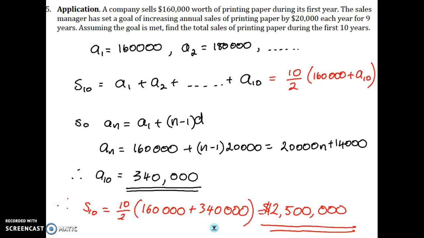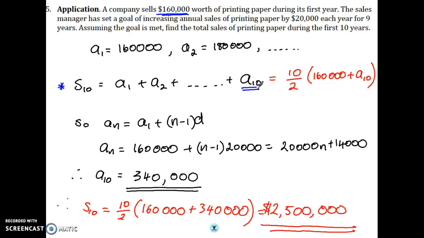So a couple of key things to pay attention to. First of all, the first year resulted in 160,000 worth of printing paper being sold. And each year we want to increase that sales revenue by 20,000. And we want to do that for an additional 9 years, meaning we want to see what happens after 10 years of sales. So really what we're doing is we are going ahead and establishing the 10th partial sum, the sum of the first 10 terms. And to do that, we know that we're actually going to need to know the 10th term.